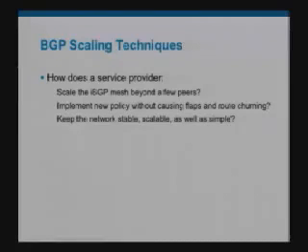How does a service provider scale the iBGP mesh? How do we implement new policy without causing flaps and churning and keep the network stable, scalable, and simple? So I mentioned one of the issues at the start when I was talking about the communities piece. When I said, oh, well, you know, in the days before the communities, we had to do prefix filters on all our peering routers.